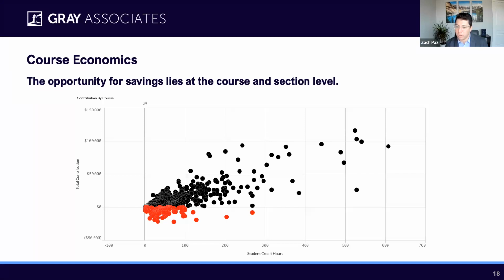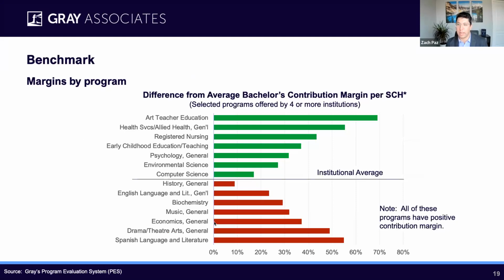In addition to being able to identify at the course level, you can start to look at benchmark information. The first and easiest thing to do is just benchmark your programs as an institution, which programs are making money and which programs are losing money. But in many cases, that's an apples to oranges comparison, right? We know that music is going to cost more than business. So it doesn't really make sense to compare those two just because they have different cost requirements.